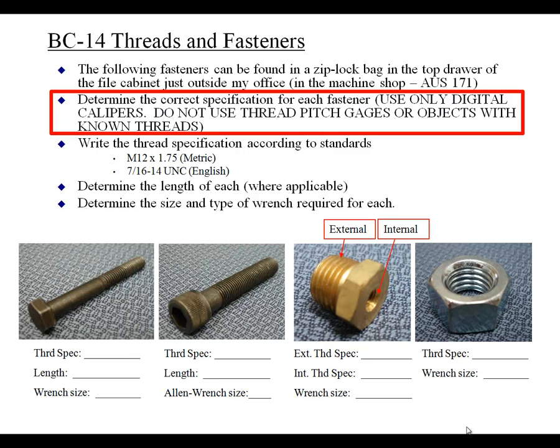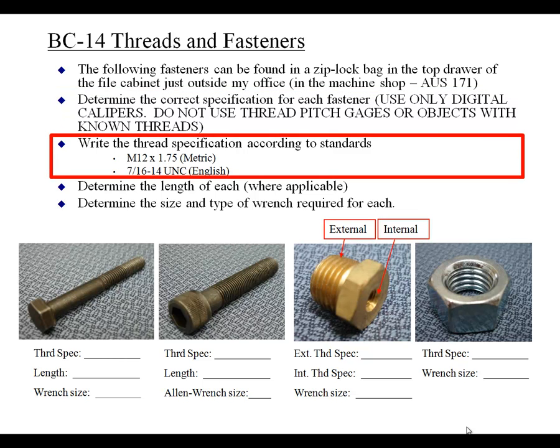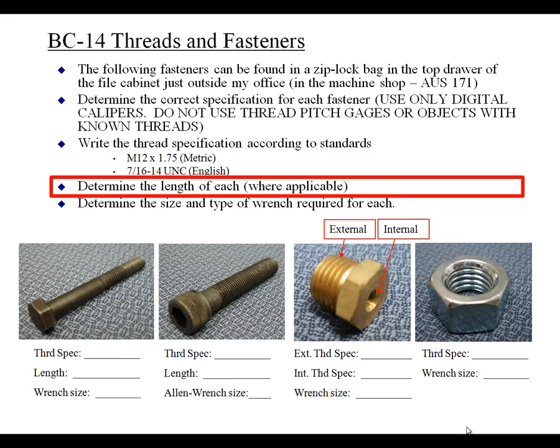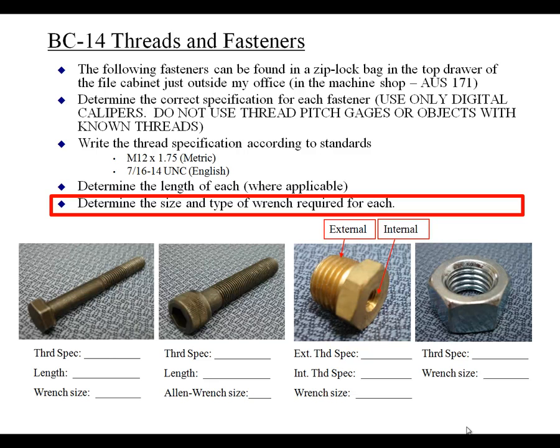Use only digital calipers. Do not use the thread pitch gauges or any other object with a known thread. Once you've determined the thread specification, write that specification according to standard. Also determine the length of each, where applicable, and the size and type of wrench that would be required for each.